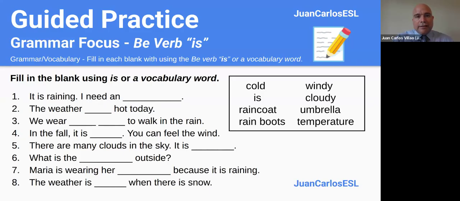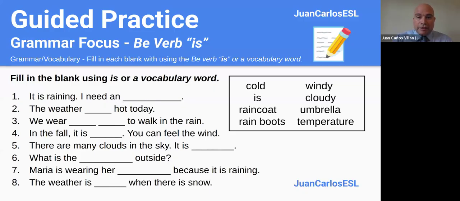So the vowels A, E, I, O, U. So if the word or the noun begins with one of those 5 letters, one of those 5 vowels, we need to use an article.